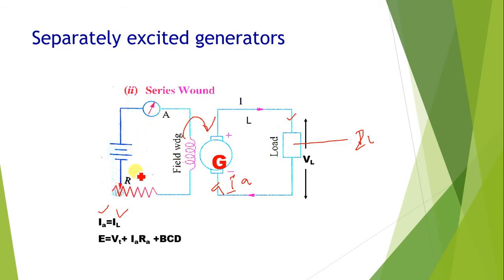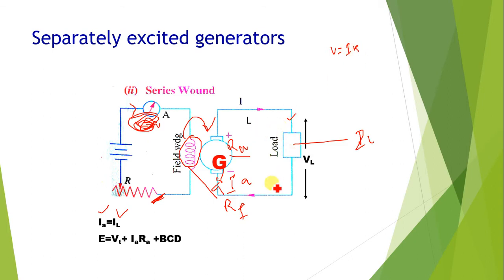IaRa. IaRa means this coil has some resistance, or cumulatively it has some resistance R. This resistance is indicated in the figure with this symbol, and it carries the current Ia. Sorry, we are talking about the armature, right? So this has some resistance Ra. This is Rf, the field coil's resistance. This is the armature coil's resistance. So the total voltage V is equal to IR, generally.